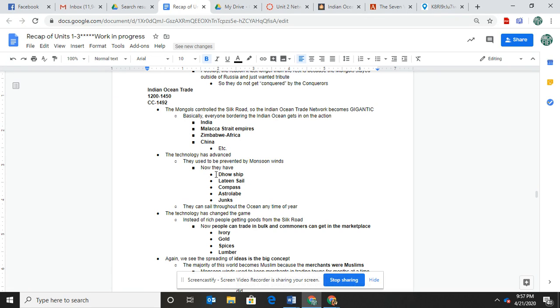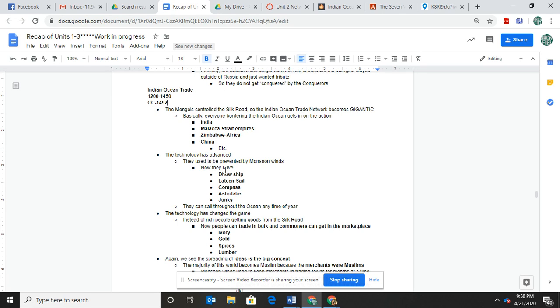All right, so the Indian Ocean Trade Network, 1200 to 1450, is basically anybody who can get out into the Indian Ocean. China's not technically on the Indian Ocean, but they can sail through the Malacca Strait and get out into the Indian Ocean. If I was visualizing it here, here's the Indian Ocean in this big circle, Africa's here, the Malacca Strait's over here, India's up here. I know I don't really give it justice, but you know what I mean. So anybody on the Indian Ocean coastline, that would include Zimbabwe and Africa.